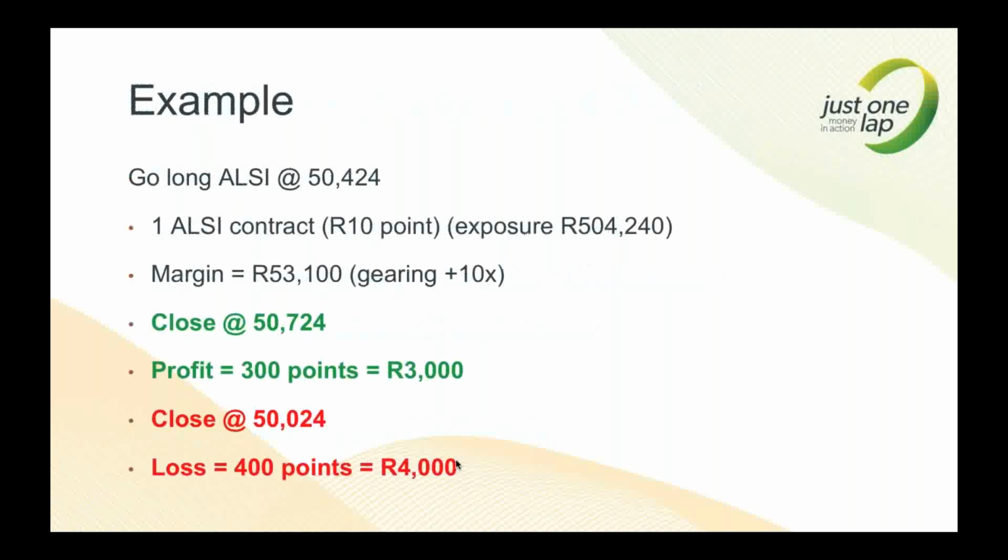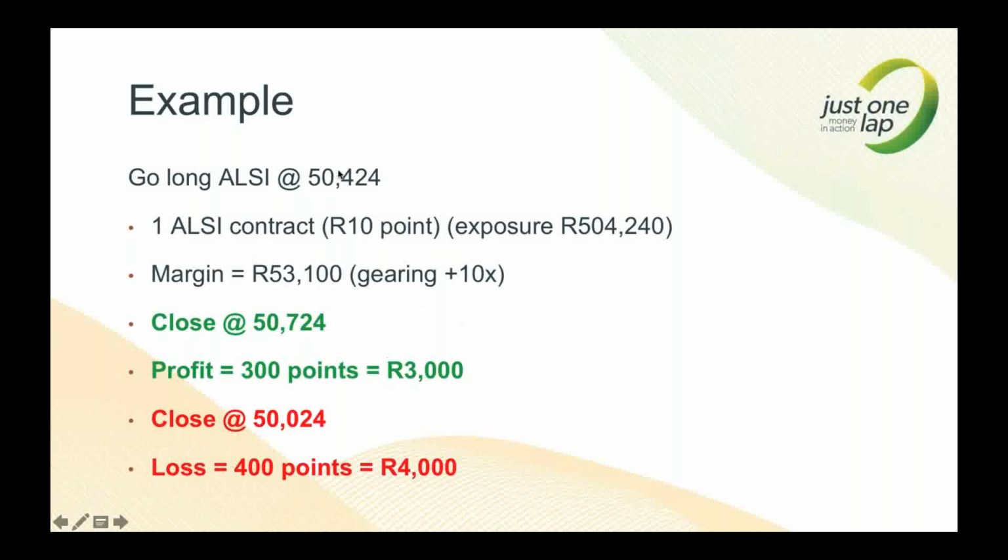Let's say you're going long on the Aussie and you take a position at 50,424 points. One Aussie contract, 10 Rand a point. Your exposure is therefore 504,000 Rand. With your margin at 53,000, your gearing is just a little under 10 times. I don't stress gearing when I'm looking at indices and FX. What I'm doing is trading the points, and that's what matters. Can I make 500, 1,000, 2,000, whatever points as the case may be? Over a period of time, at 10 Rand a point, that adds up.